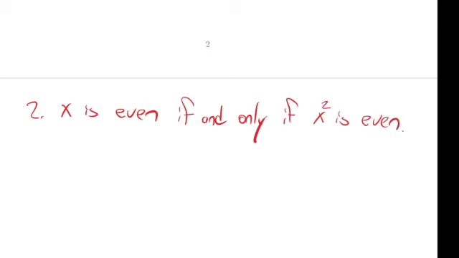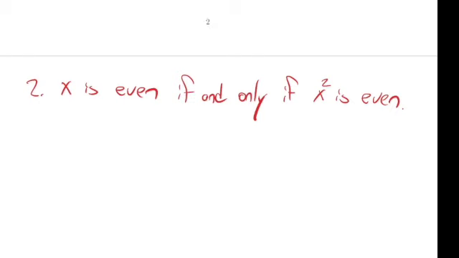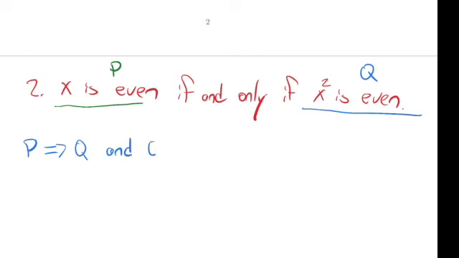Yeah, that's what we were trying to show in 2. So we've got two statements here, statement P and statement Q. And just remember that when you're proving an if and only if, there are two things that we need to show. We need to show that if P, then Q is true, and we also need to show if Q, then P is true.